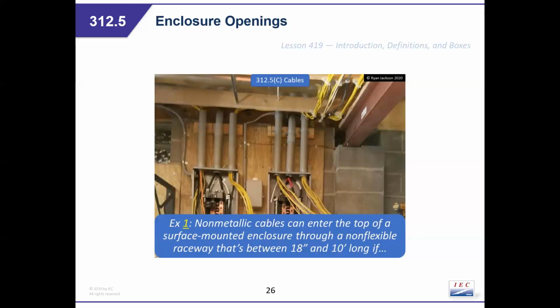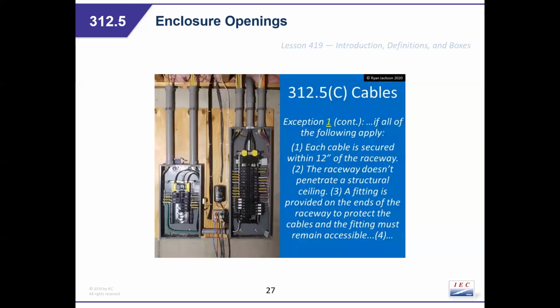So enclosure openings, 312.5C cables. Exception 1, non-metallic cables can enter the top of a surface-mounted enclosure through a non-flexible raceway that is between 18 inches and 10 foot long if non-metallic cables can enter through the top, if non-flexible raceway, if one, so all of them have to apply, all apply.